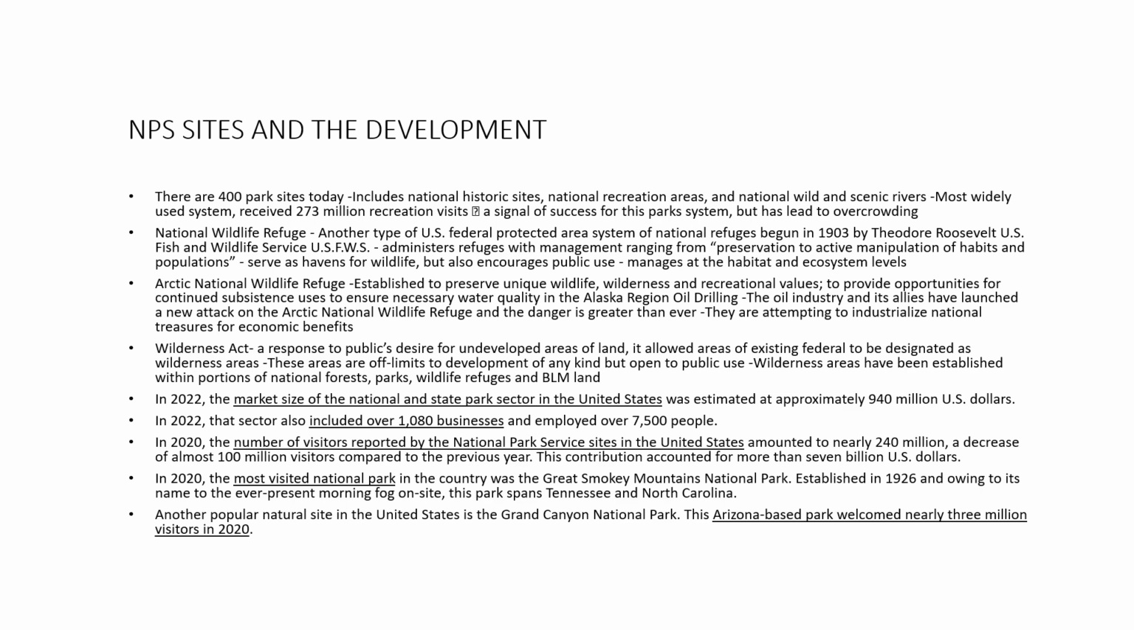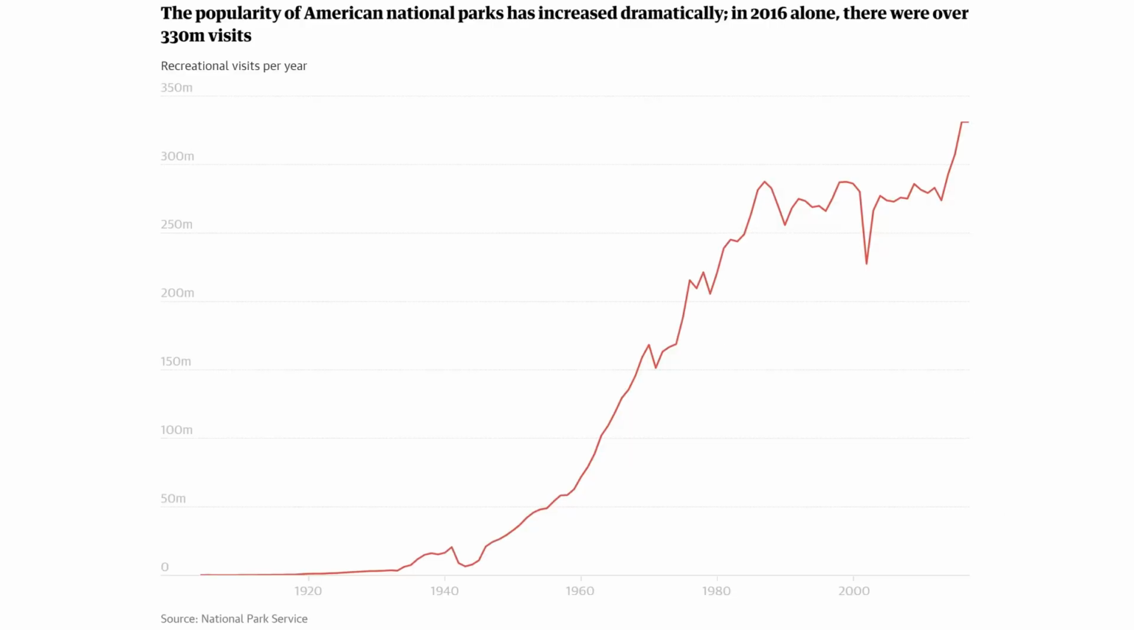The National Wildlife Refuge is another type of U.S. federal protected area system. The national refuge system began in 1903. The Fish and Wildlife Service administers refuges with management ranging from preservation to active manipulation of habitats and populations. The popularity of national parks has increased dramatically. In 2016 alone, there were over 330 million visits.